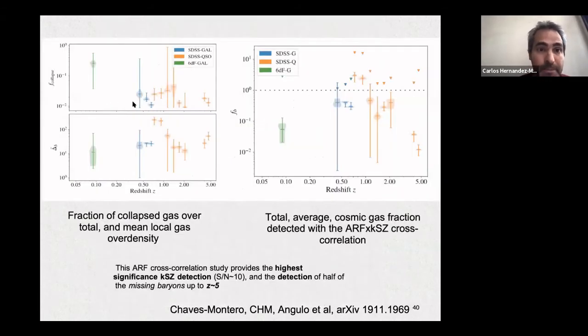These plots here summarize our findings, and let me check the time because I think I'm taking too much time. Oh, I'm fine, I'm doing fine.